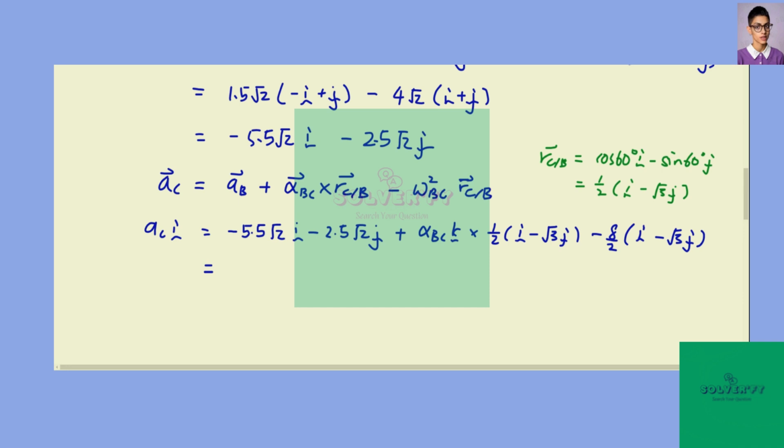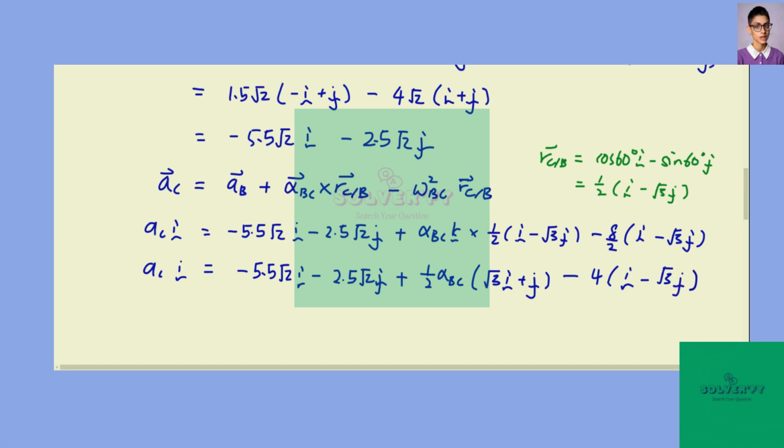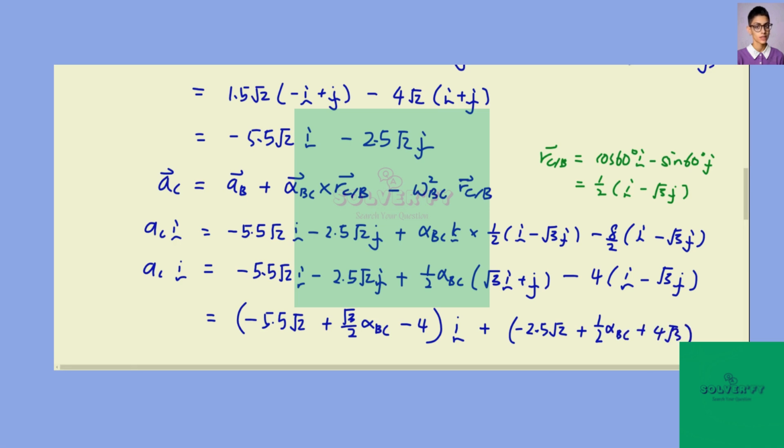Continuing, we get AC I is equal to minus 5.5 root 2 I minus 2.5 root 2 J plus half alpha BC times (root 3 I plus J) minus 4 times (I minus root 3 J). Then we group the components: (minus 5.5 root 2 plus root 3 over 2 alpha BC minus 4) I plus (minus 2.5 root 2 plus half alpha BC plus 4 root 3) J.